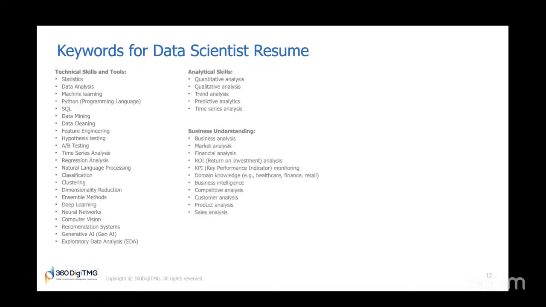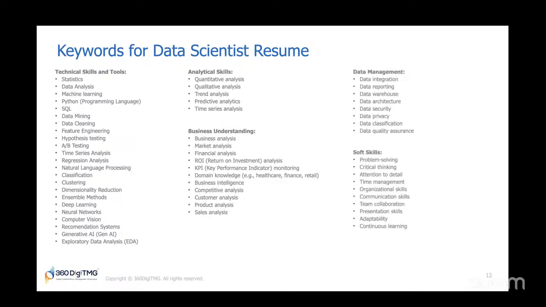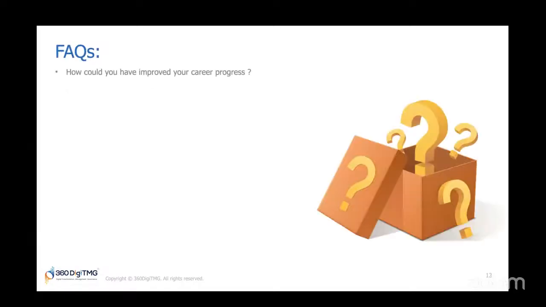Then, what keywords can you use in your resume if you are applying for data scientist? You can mention that you are experienced in, or have skills in, regression analysis, NLP, classification, clustering, deep learning, data analysis, ROI, quantitative analysis, problem solving. All those things you can mention in your resume as keywords to make a resume for data science.